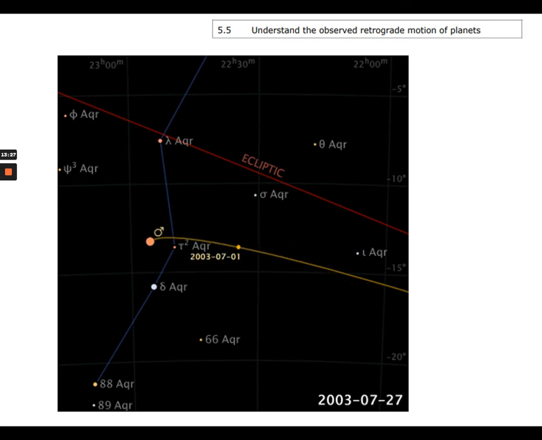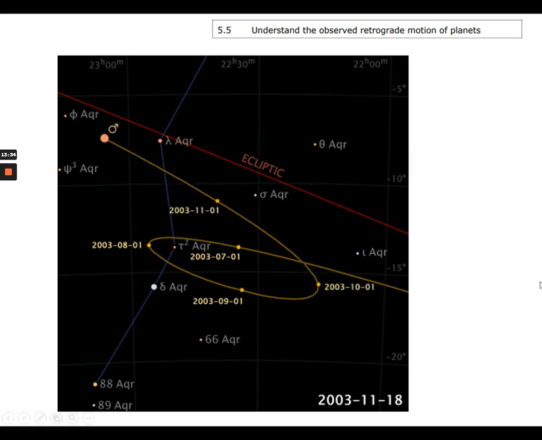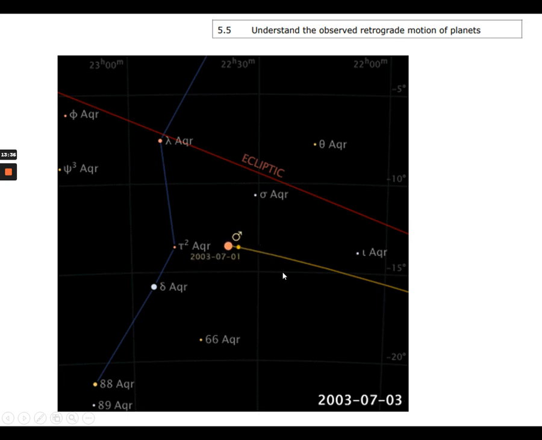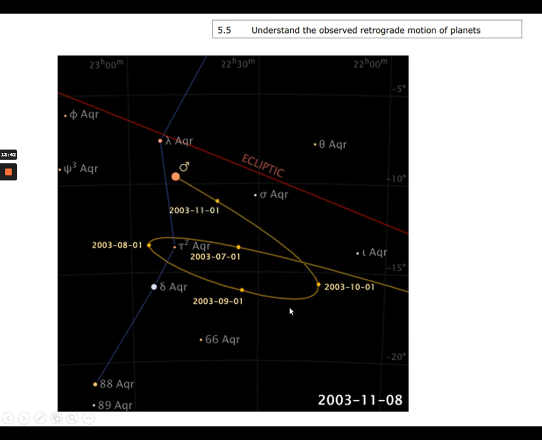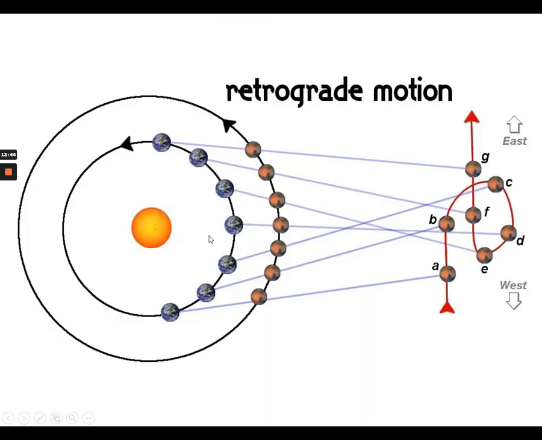The planets don't do that. The planets wander around the sky, hence the name wanderer. And this is plotting over a few months, and you'll see that it seems to go back on itself and then go back the original way it was going. The reason that occurs is because of essentially one planet being lapped by another.